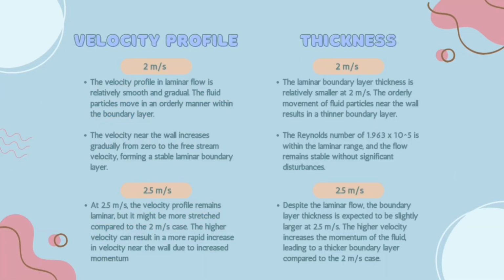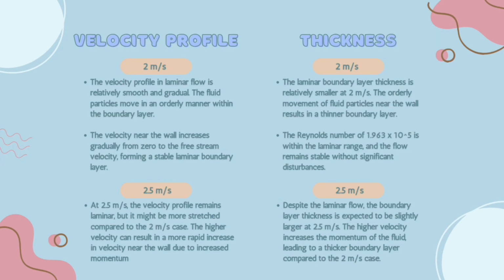Evaluating velocities of airflow on boundary layer thickness. First, let's look at velocity profile for 2 meter per second. The velocity profile in laminar flow is relatively smooth and gradual. Velocity near the wall increases gradually from 0 to free stream velocity, forming a stable laminar boundary layer. For 2.5 meter per second, the velocity profile remains laminar, but it might be more stretched compared to 2 meter per second. The higher velocity can result in more rapid increase in velocity near the wall due to its increased momentum.